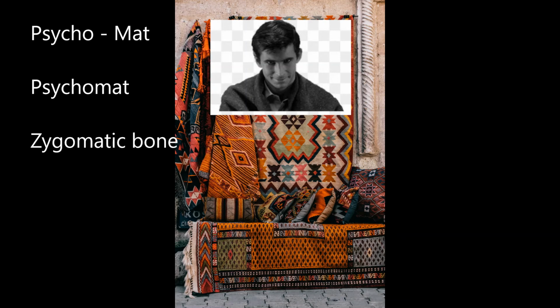As we move on, and it's important here to use all our senses to picture our memory palace, perhaps we can see Norman Bates flying on a carpet or mat. This helps us remember the zygomatic bone, as in psychomat, Norman Bates being the character from Psycho, the movie and the television series, and a carpet or mat. So altogether, psychomatic or zygomatic bone.